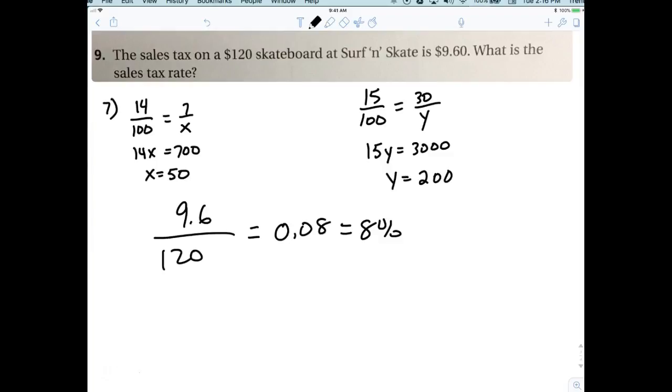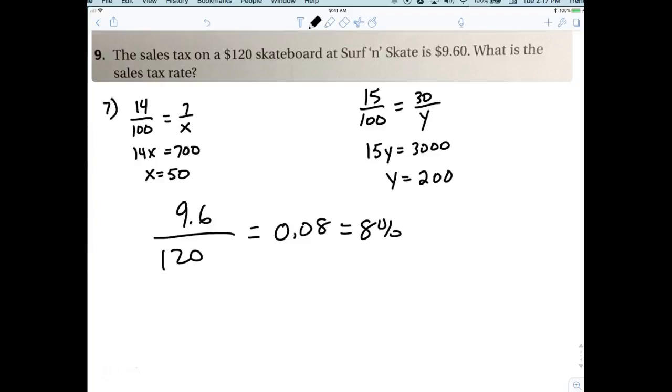Why wouldn't you do it like we normally do? You can. I said that. You can say 9.6 over 120 is n over 100 and cross multiply. And you still get the same answer. Yeah, same answer. But I also want you to know, the most important thing I want you to remember is the quickest way to find a percent is just do what? Divide.